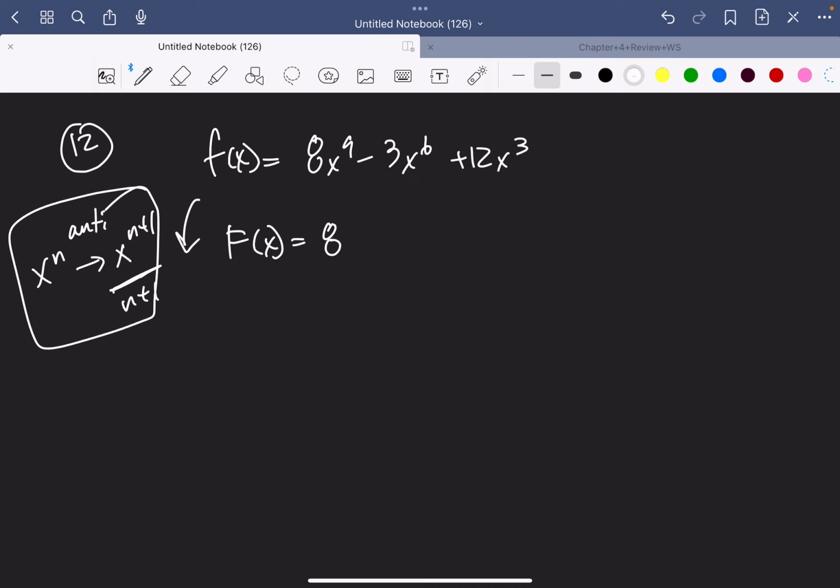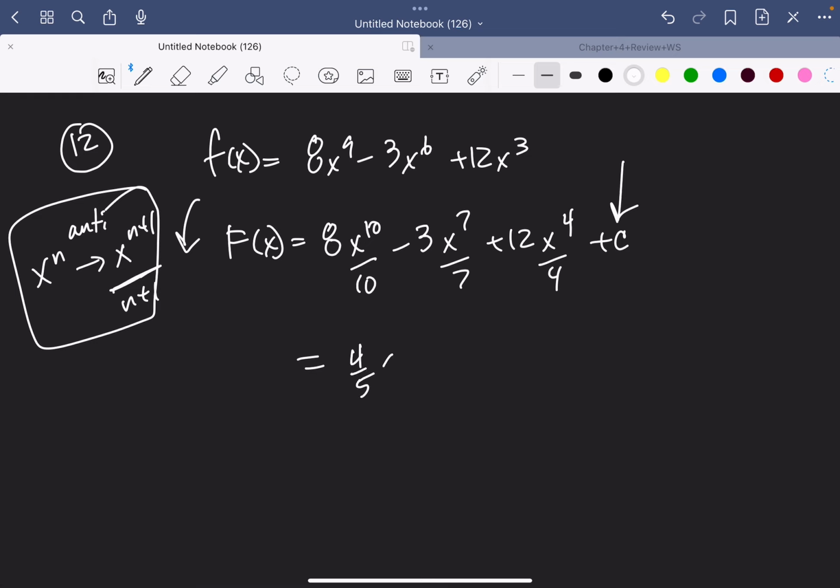So if that's the antiderivative, then we're going to have x to the 10 over 10. I pull out this constant, and I'm going to have x to the 7 over 7. Pull out this 12, I have x to the 4th over 4. And don't forget your plus c, right? So that's going to give you 4/5 x to the 10th.